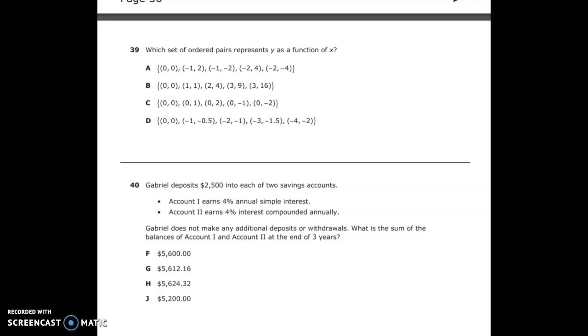Number 40. Gabriel deposits $2,500 into each of two savings accounts. Account 1 earns 4% annual simple interest. Account 2 earns 4% interest compounded annually. Gabriel does not make any additional deposits or withdrawals. What is the sum of the balances of account 1 and account 2 at the end of 3 years? 5,600, 5,612.16, 5,624.32, 5,200.